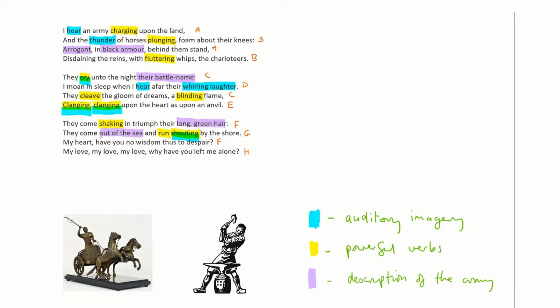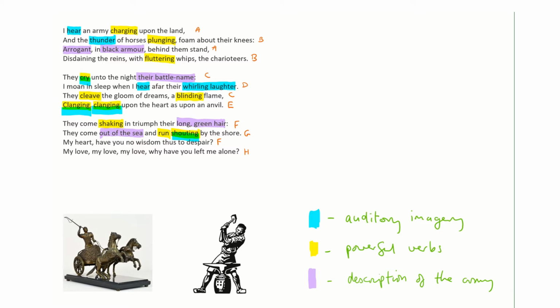I hear an army. I hear an army charging upon the land, and the thunder of horses plunging, foam about their knees. Arrogant, in black armour, behind them stand, disdaining the reins with fluttering whips, the charioteers. They cry unto the night their battle name. I moan and sleep when I hear afar their whirling laughter. They cleave the gloom of dreams, a blinding flame, clanging upon the heart as upon an anvil. They come shaking in triumph, their long green hair. They come out of the sea and run shouting by the shore. My heart, have you no wisdom thus to despair? My love, my love, my love, why have you left me alone?